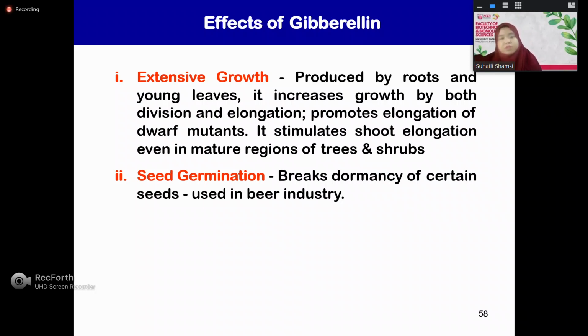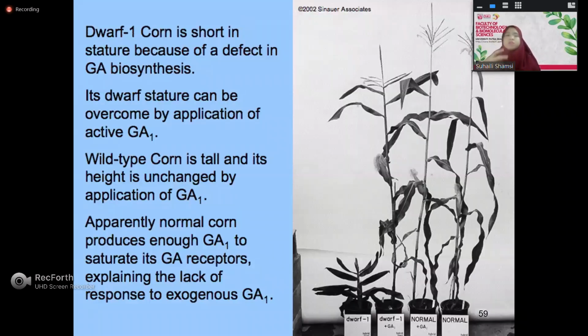And it also basically has effects on seed germination. So when we talk about gibberellic acid, it's more about seed germination itself. It breaks dormancy of certain seeds. Because of this function, it is then manipulated in the beer industry, using it to induce the growth of the seed. Right, the seed would break from dormancy and would release a surge of carbohydrates or monosaccharides that can be used by single cell organisms like yeast, which feed on that and eventually produce alcohol, right? That's how it is used in the industry.